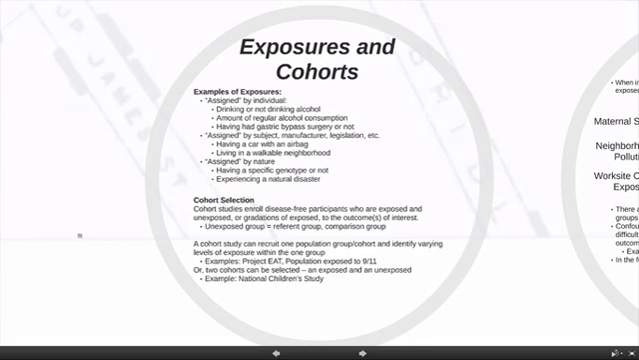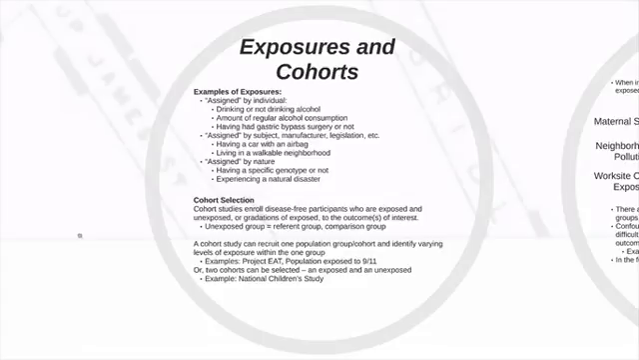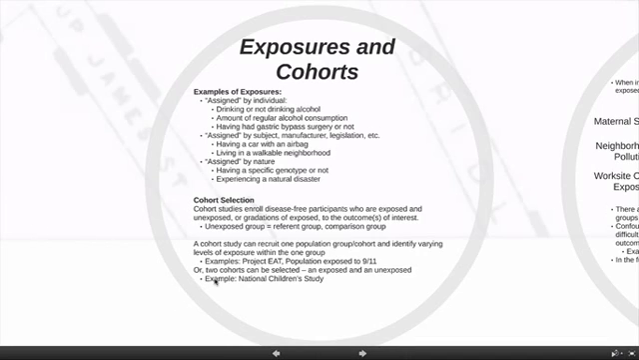So we took a population-based sample, and because of what we know about American teenagers, we knew that we would get some variation in exposure. Or the alternative is that two cohorts can be selected, an exposed and unexposed.